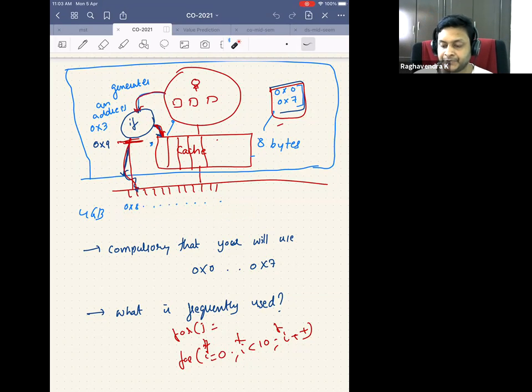This is a fixed address location: if I have 0x0 to 0x7, I store it in the cache. Everything else, I store in the main memory. So if it is 0x3, I know exactly that I have to go to this particular byte and fetch the data. I don't have to do anything else because I know it is 0x0, 0x1, 0x2, 0x3. And if I have 0x9, I go directly to main memory because I know it will not be in this cache.